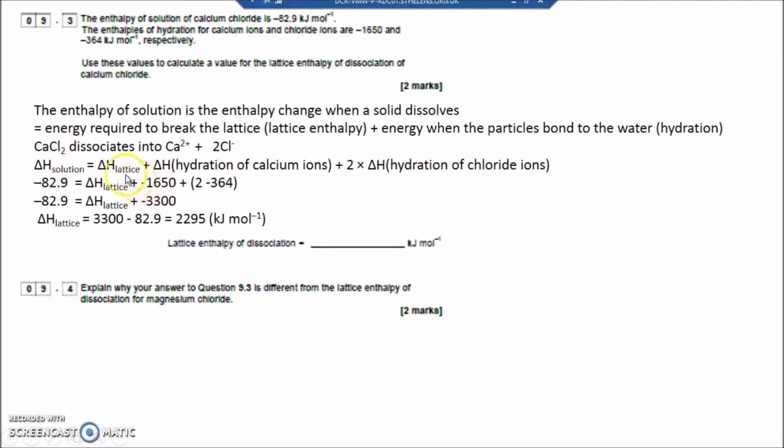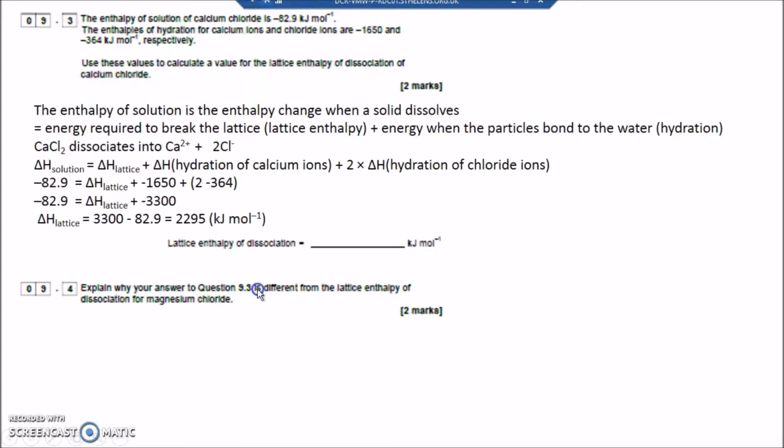So I've got the enthalpy of solution, minus 82.9, is the lattice enthalpy added to minus 1650, which is the energy that's released when calcium ions bond to the water, when they get hydrated, and 2 lots of minus 364 because there's 2 moles of chloride ions in there. That ends up as minus 82.9 is the lattice enthalpy plus minus 3300. Take that across to the other side. 3300 minus 82.9 is 2295, and it's in kilojoules per mole.